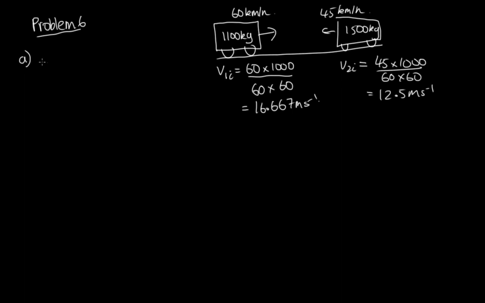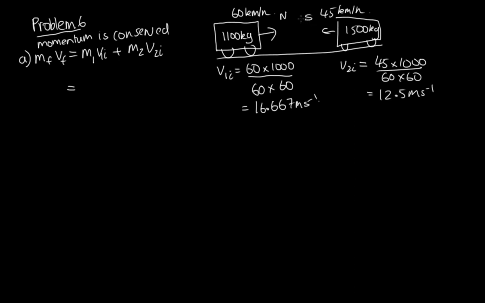Okay, so for part A, we know that the final mass times the final velocity is equal to the initial mass of car 1 times the initial velocity of car 1 plus the mass of car 2 times the initial velocity of car 2. So we know this because we know that momentum is conserved. So all we need to do is substitute our numbers into this equation here. Now the velocities in this case, this one's going northwards and this one's going in the southerly direction. So these velocities are going to have opposite signs.